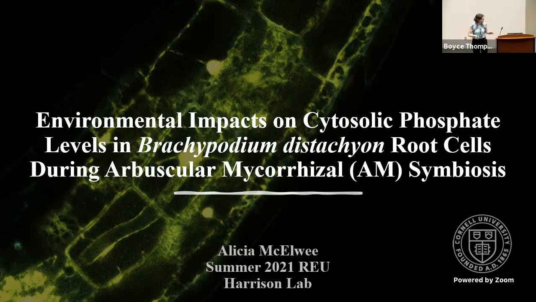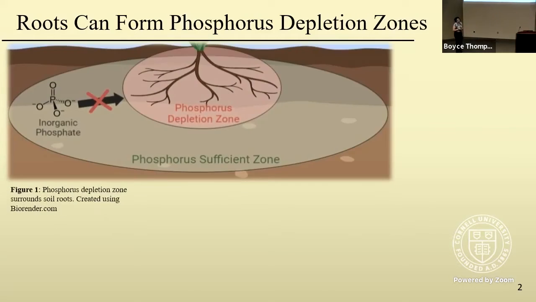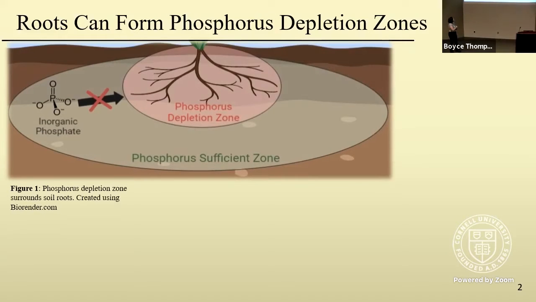So to start off, as many of you probably know, phosphorus is a vital macronutrient for animals as well as plants, involved in things such as energy transfer through ATP, as well as membrane integrity through phospholipids. So when plants are trying to get it, the form that they often get it in is this inorganic phosphate form that's found in the soils.